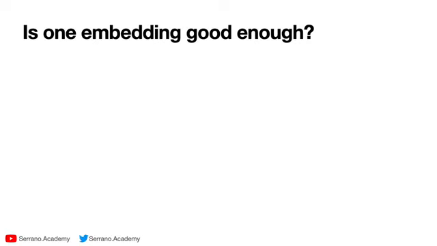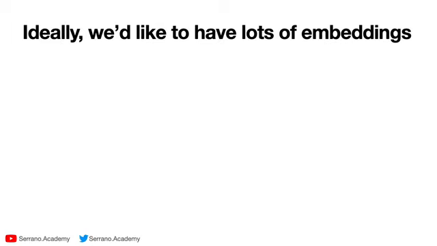So first, I have a slightly loaded question, by the way I ask it. Is one embedding good enough? Do you think one embedding that we use for attention is good enough to do really well? Well, it does okay, but actually no, we can do much better. We can ideally have lots and lots of embeddings, because why not? Why can't we just use 10 or 20 or 100 embeddings and combine those results? Well, that's what multi-head attention is.